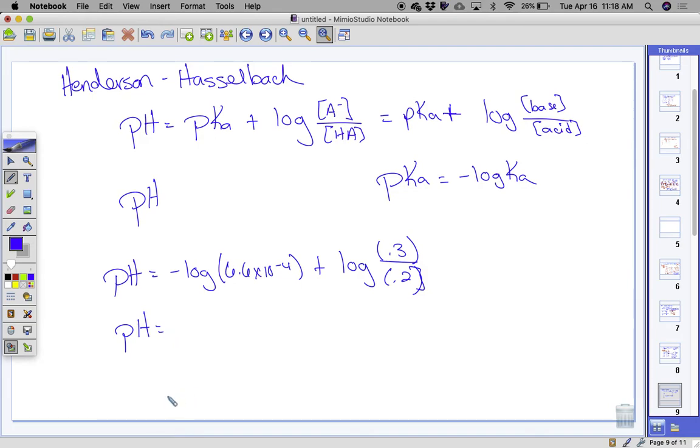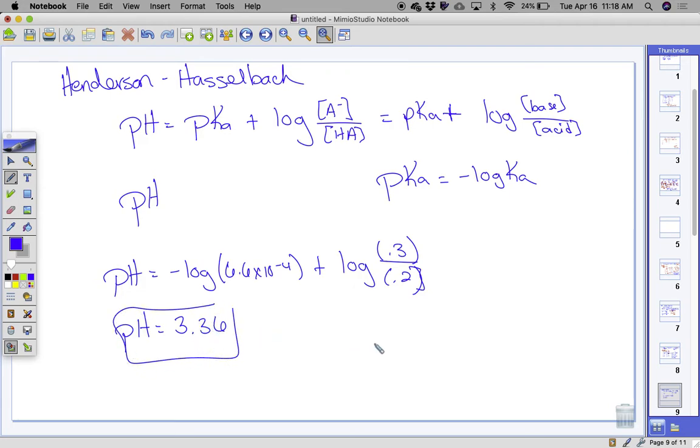Oh, is this just an easier way to figure it out? Yes, without the ICE table. If you don't like it, you don't have to use it. The ICE table will work every time. If you like it, use it. I got 3.3. Yeah, it's the same thing. It should be. 3 point what?